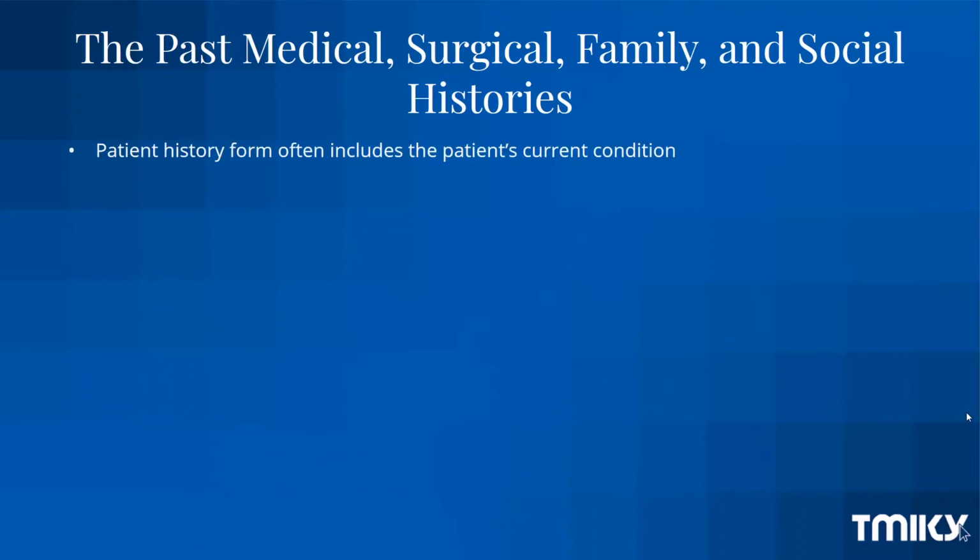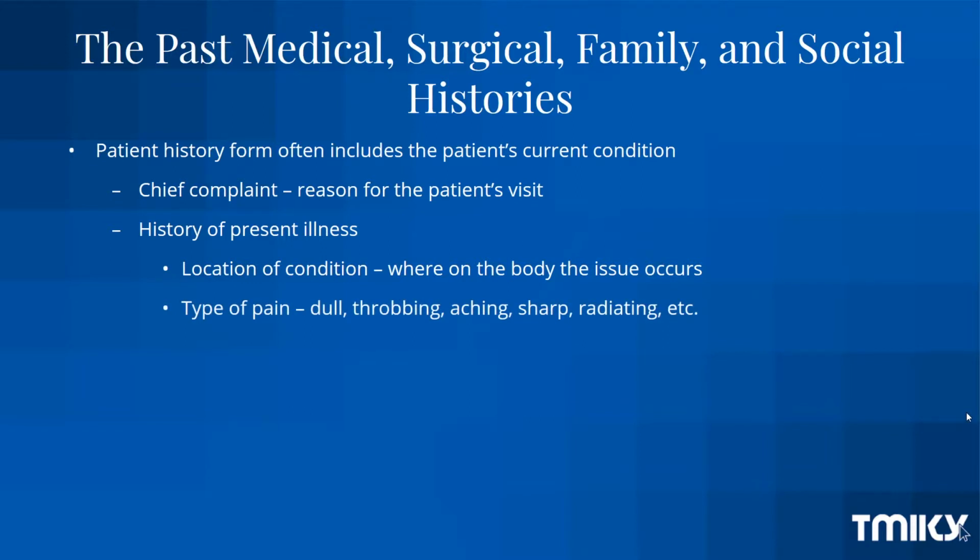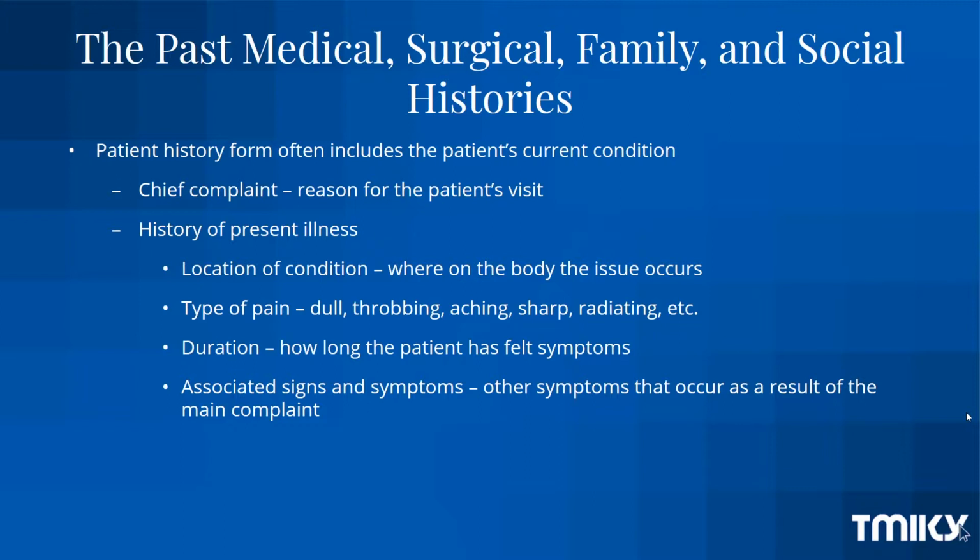Next, let's discuss the patient history form. This often includes the patient's current condition and their chief complaint. This is the reason the patient visits. Patient history also includes the history of present illness. For example, the location of the condition, such as where on the body the issue is; the type of pain, whether it is dull, throbbing, aching, sharp, or radiating; the duration, how long the patient has felt these symptoms; and the associated signs and symptoms, which are other symptoms that occur as a result of the main complaint.